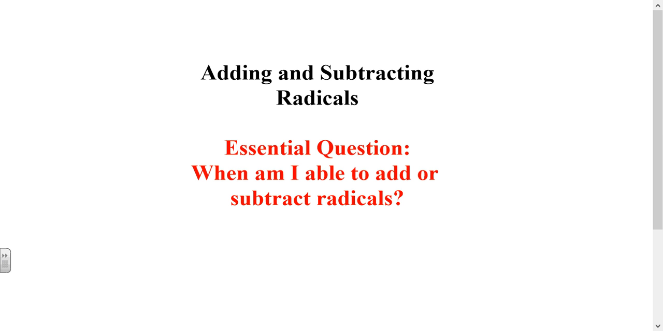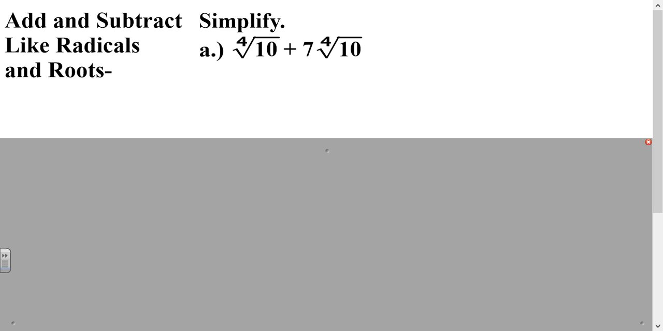Today we're going to be adding and subtracting radicals. So your essential question is, when am I able to add or subtract radicals? We're just going to go through a few examples, so this is going to be pretty short today. But the only time you can add and subtract radicals is when they have like radicals and like roots.